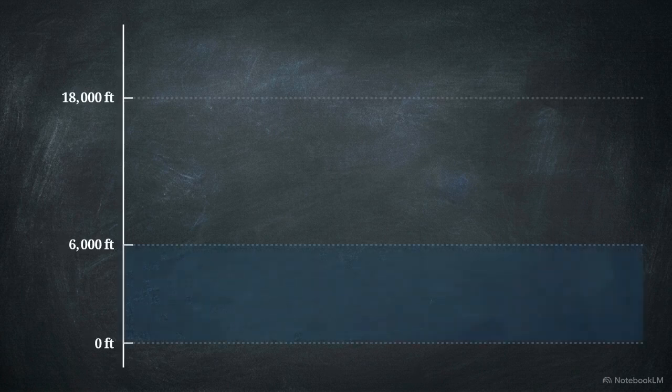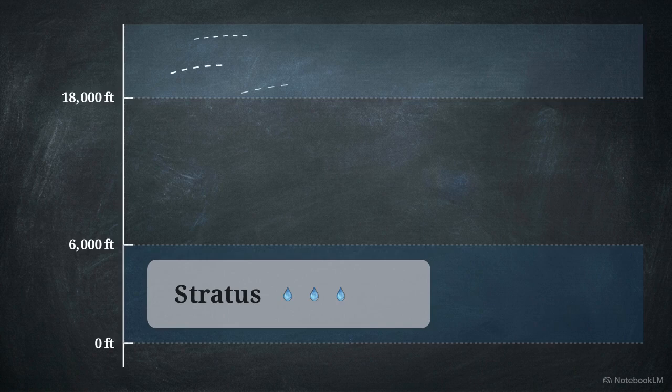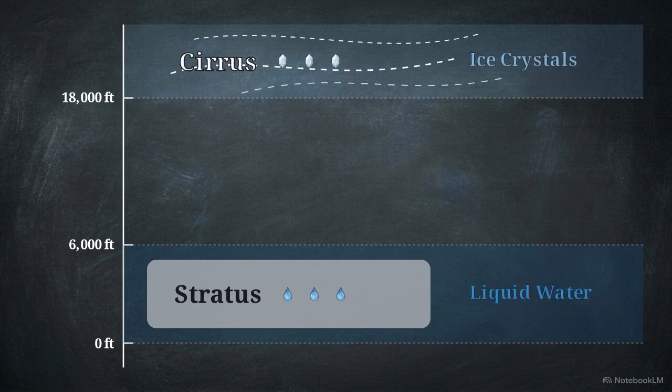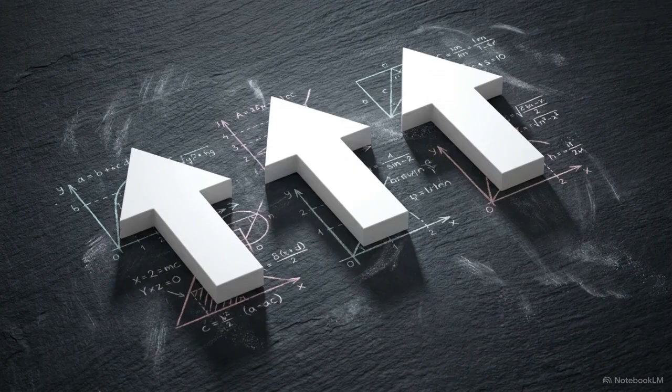Below 6,000 feet, we find uniform gray stratus clouds composed of liquid water. Sweep up past 18,000 feet, and the extreme cold dictates thin, wispy cirrus clouds, composed entirely of ice crystals. For these suspended clouds to actually drop precipitation, large volumes of atmospheric air must be driven upward so they can rapidly cool and expand. 3 distinct geographic mechanisms provide this lift.